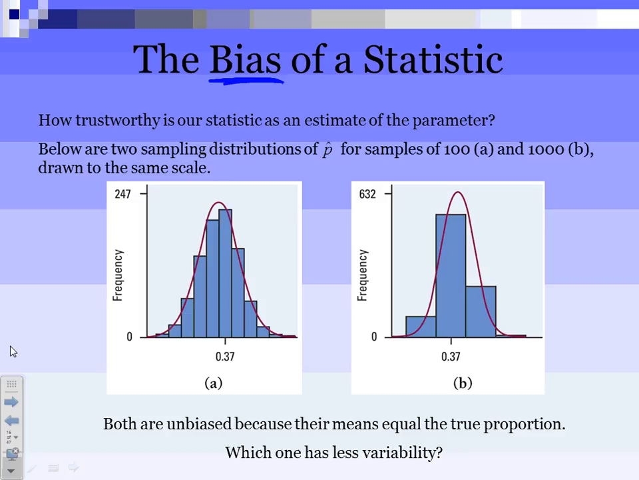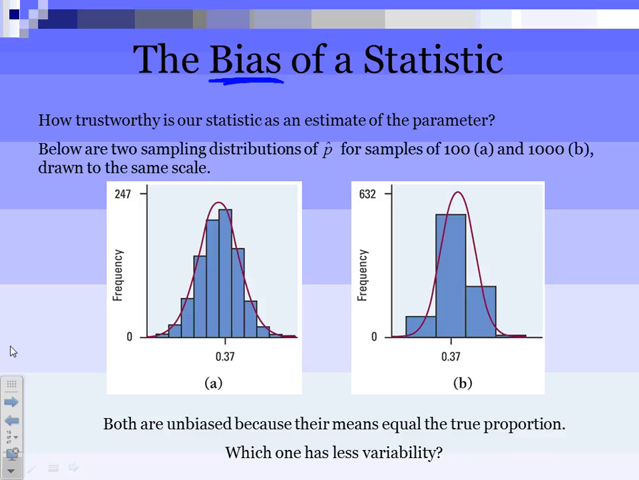Now, if we have bias in a statistic, then our sampling distribution is not going to tell us too much about the true population proportion, or mean, whatever the case might be here. So it says, how trustworthy is our statistic as an estimate of the parameter?